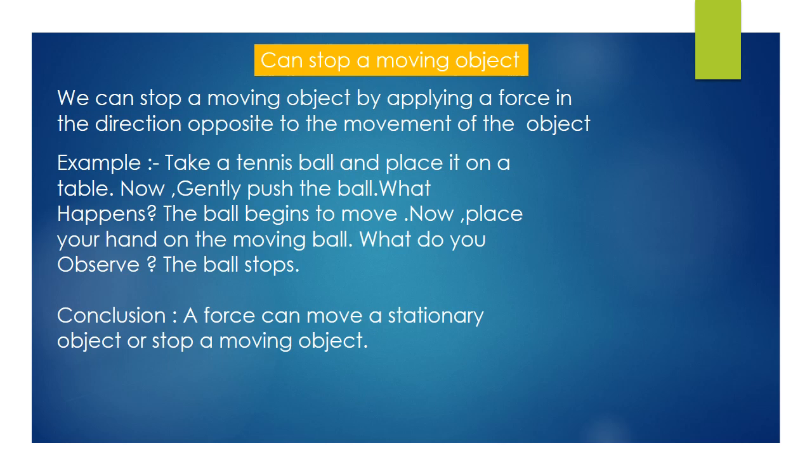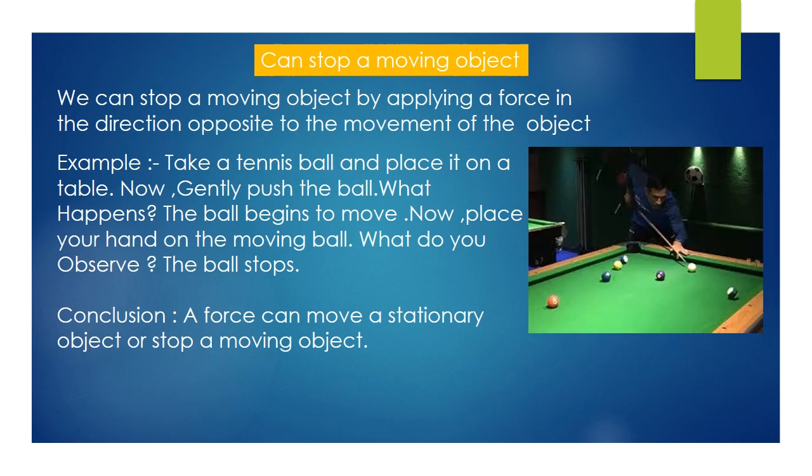If you want to try it, take a tennis ball and place it on the table. Now, gently push the ball. What happens? The ball begins to move. Now place your hand on the moving ball. What do you do? You stop the ball from moving. So, a force can move a stationary object and it can stop it too. When you stop a ball, you are applying force opposite to the direction of the ball.